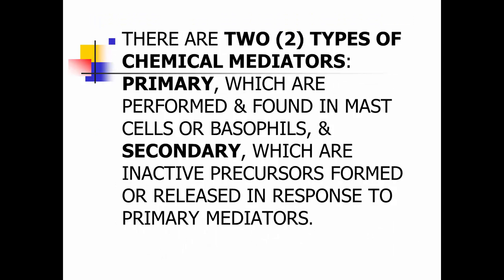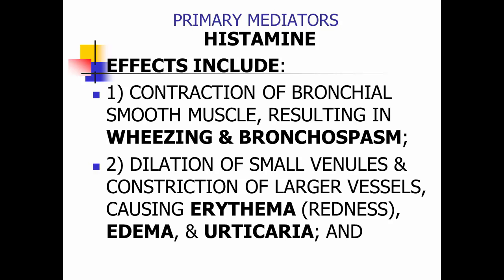So there are 2 types of chemical mediators: primary, which are found in mast cells or basophils, and secondary, which are inactive precursors formed or released in response to primary mediators. So the primary mediators: histamine, number 1. Histamine. So you take an antihistamine to block the histamine response. And so before you go out into the world and you are exposed to all these allergens that you know that you're allergic to, you need to take your antihistamine first, because it blocks and stabilizes those mast cells. And also some of the newer drugs, the Singulair and Advair, they are leukotriene stabilizers, so they prevent the release of the leukotrienes and the response on your body.